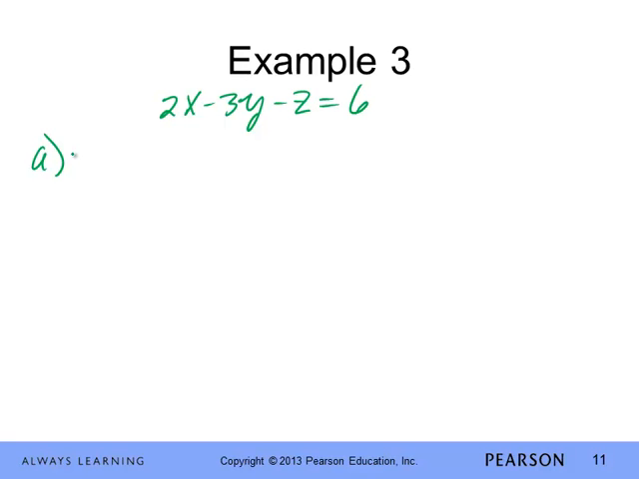Well, all you need to do is to just take a look at the coefficients. You have the 2, the negative 3, and the negative 1. And those coefficients will be the components of a normal vector: 2, negative 3, negative 1. So any vector that is parallel, meaning a scalar multiple of this vector, will also be a normal vector.